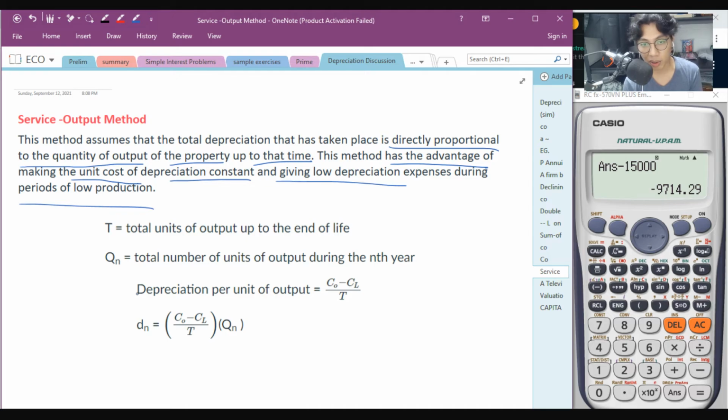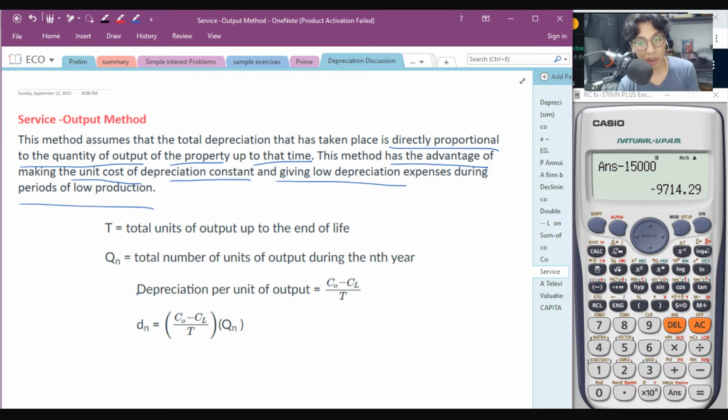Meron tayong mga dito, notes. Yung malaking T, that is equal to the total units or the output up to the end of the life. So total output niya yan. Kung wari, nakaproduce ka ng 100 units of cars. QN is the total number of units of output during the nth year. So that is, kung wari, at the end of 100 years, nakapag-produce si Toyota ng 100 million cars. On the 10th year, ng Toyota, nakapag-produce lang siya ng 12,000 cars. Okay? That depends, yung depreciation mo, nakadepende yan kung gaano karami yung production mo during that year.